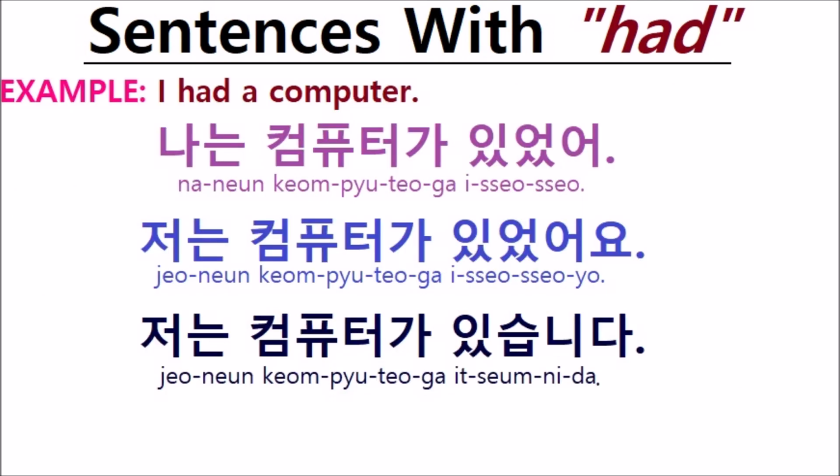For example, I had a computer. In the casual form would be 나는 컴퓨터가 있었어. In the polite form, it would be 저는 컴퓨터가 있었어요. And in the formal form, 저는 컴퓨터가 있었습니다. And that's what you need to know about had.